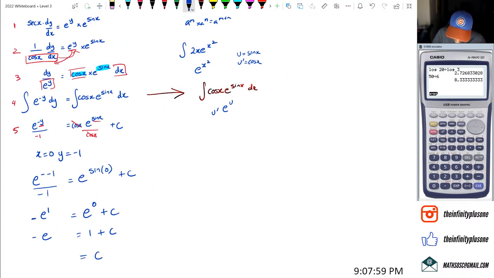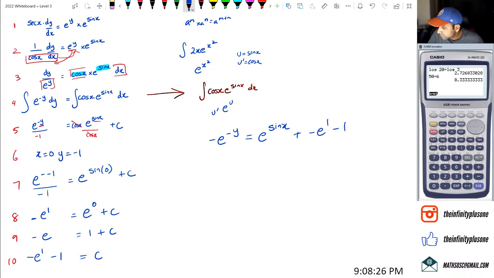So I can write c is equal to negative e to the power of 1 minus 1. So my equation is negative e to the power of negative y is equal to e to the power of sine x plus c, which happens to be negative e to the power of 1 minus 1.